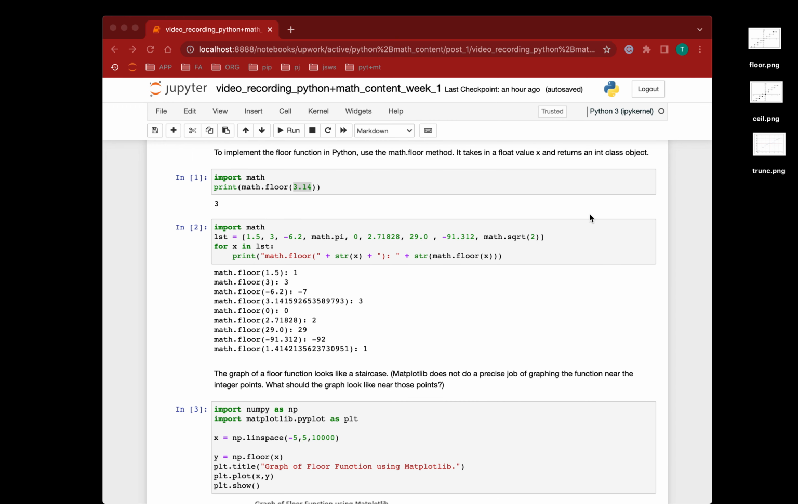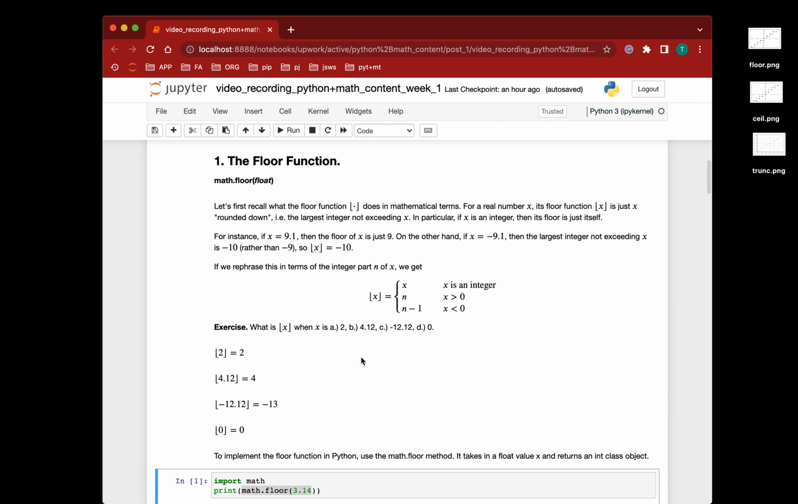So let's now look at how the floor function is implemented in Python. As with all of these functions, we're going to have to import the math module first, but that's easy to do. The syntax for the math.floor function is just math.floor and then parentheses with the number you want to take the floor of. So for instance, the floor of 3.14 is math.floor(3.14), and it gives back 3, which is what we expect from the discussion we just had.